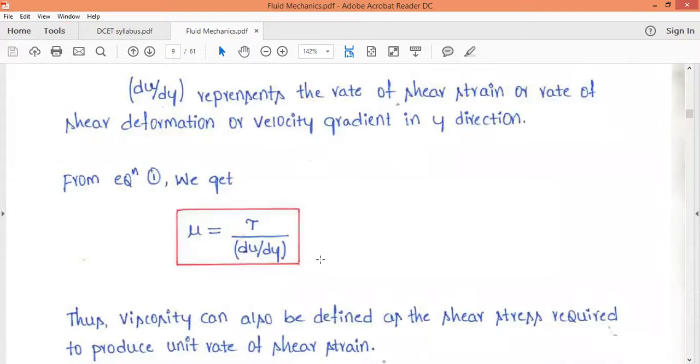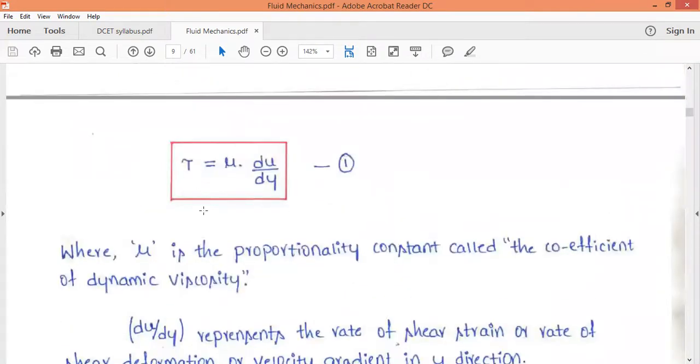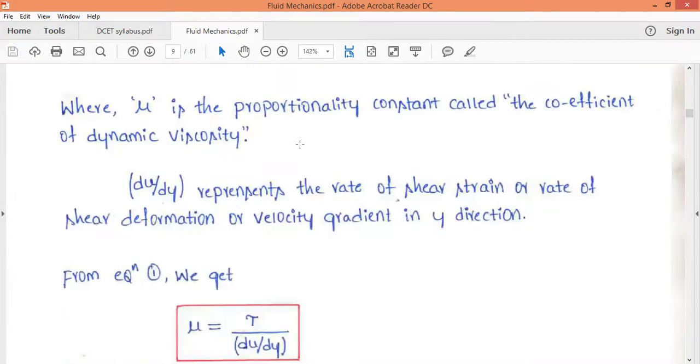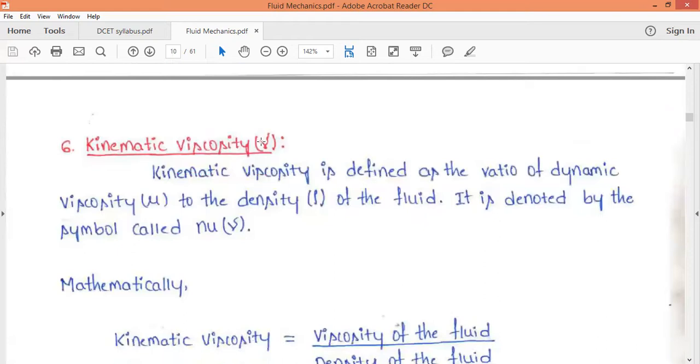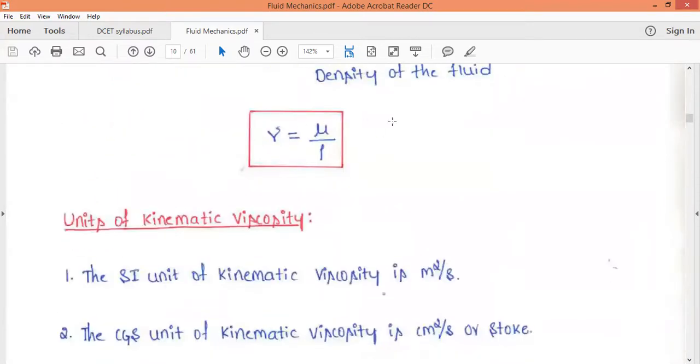Or mu is equal to tau divided by du by dy. And we call this law, tau is equal to mu into du by dy, Newton's law of viscosity. Okay. And the units of viscosity. The SI unit of viscosity is Newton second per meter square or Pascal second, and the CGS unit is Poise, right? Next, kinematic viscosity. Kinematic viscosity is defined as the ratio of dynamic viscosity of the fluid to the density of the fluid. It is denoted by the symbol nu, and it has the SI unit meter square per second and the CGS unit Stokes.